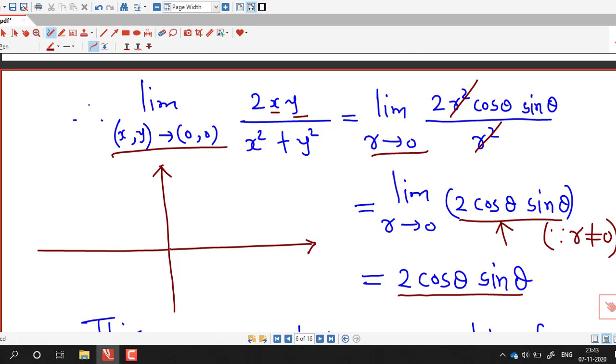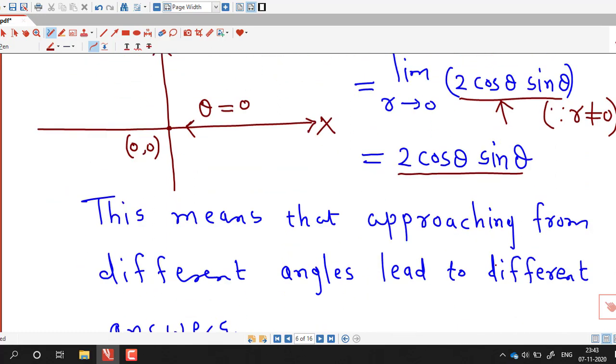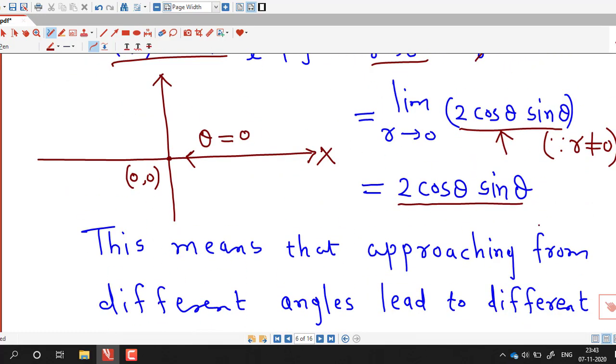Suppose we approach the origin along the positive x-axis. Then we know that along the positive x-axis, theta is 0. So if we take the limit along the positive x-axis, or along the line theta equal to 0, then this limit will become 0. So the limit becomes 0 along the positive x-axis.